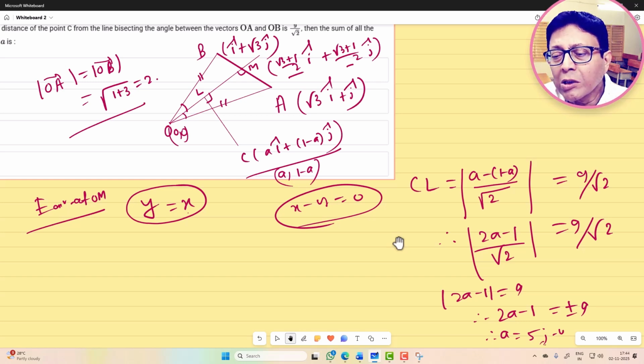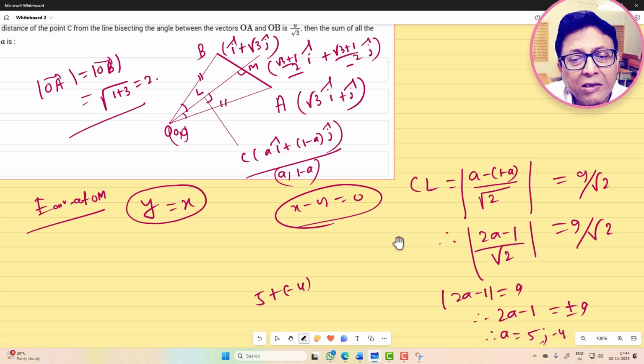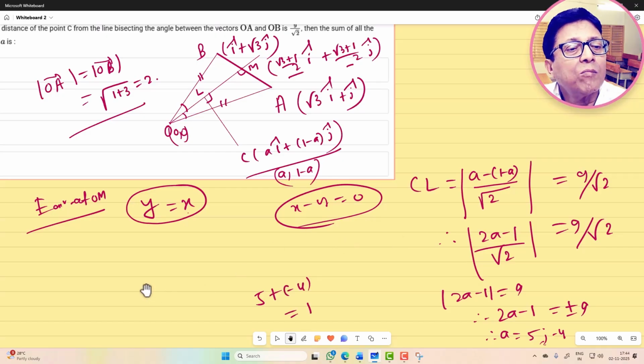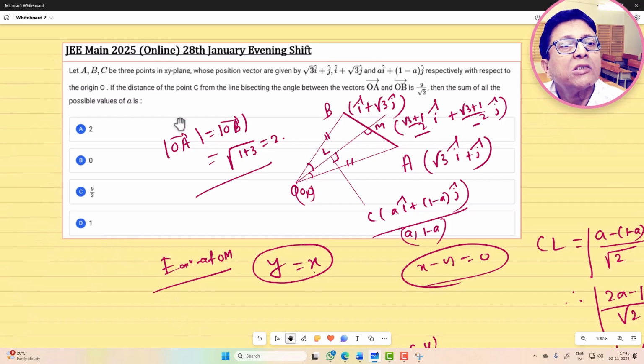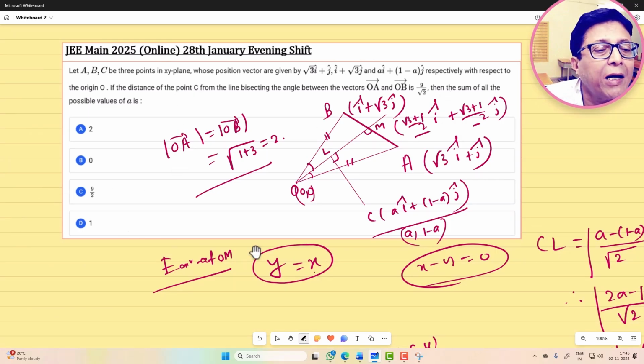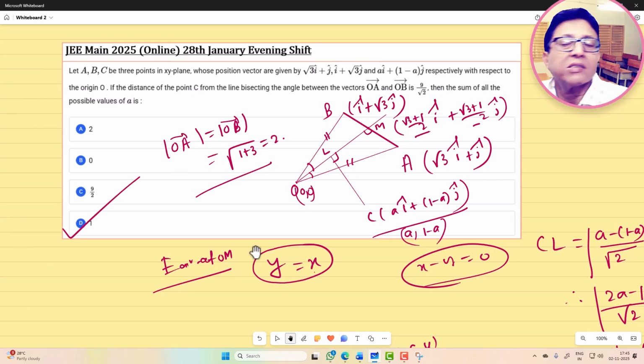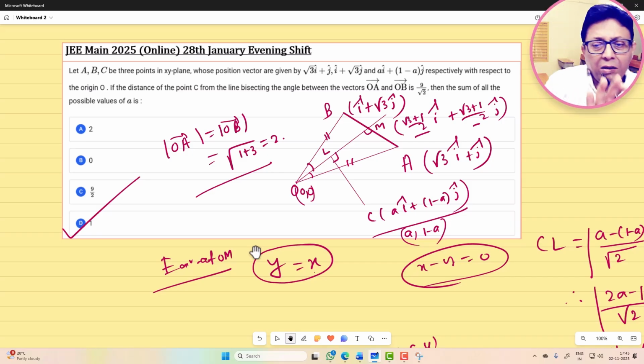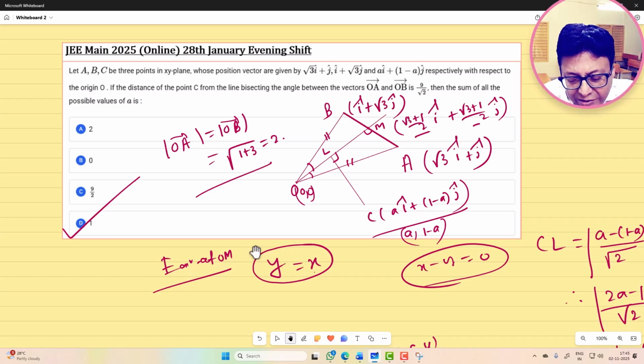So a is going to be 5, or minus 9 plus 1 by 2, minus 4. Sum of all the possible values they have asked. 5 plus minus 4 is 1. Okay. Sum of possible values of a they have asked, but D is going to be the answer. Okay. Hope you have understood the applicability of basic concepts of vectors here. Okay.